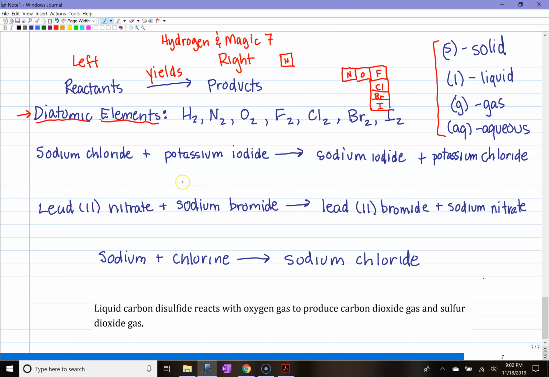Now, when we write compounds, we're going to write the compounds just like we did before. If I have sodium chloride, sodium has a +1 charge, chlorine has a -1 charge, and so when I cross it over and write the compound, it would be NaCl. Then potassium iodide, potassium has a +1 charge, iodine has a -1 charge, and so this would be KI.